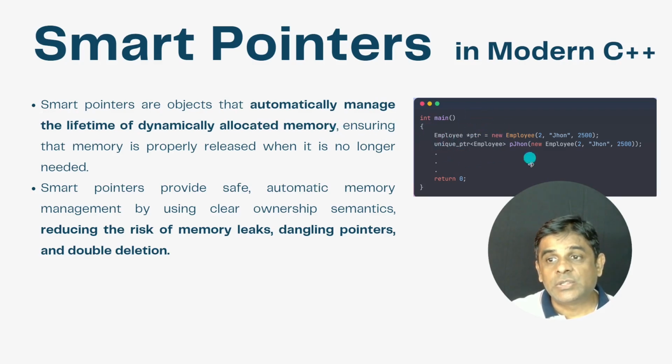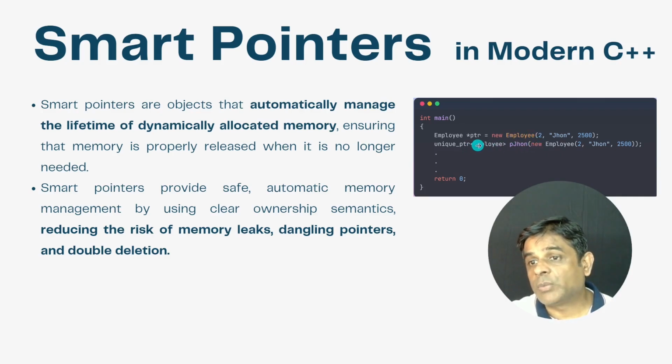We'll understand this using this example. Now consider this example main. It contains a raw pointer, and the object is created dynamically in this raw pointer, and we have one of the smart pointers called unique pointer. We will discuss it later. Here also we create an object of the Employee class. Here we create the object of the Employee class using new, and here also using unique pointer.